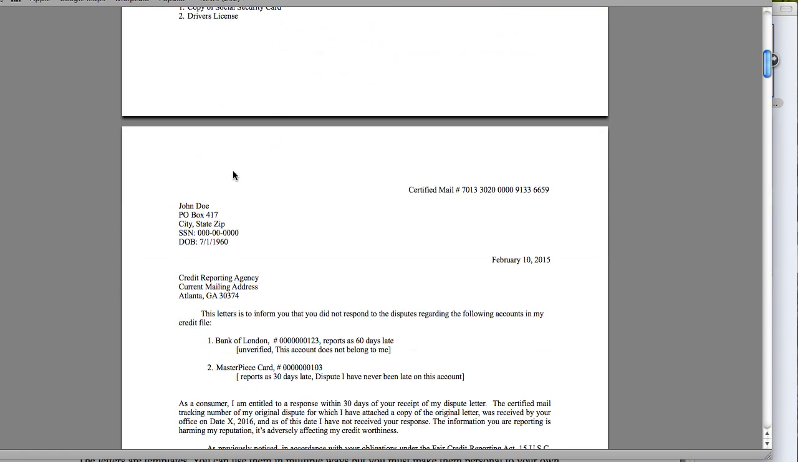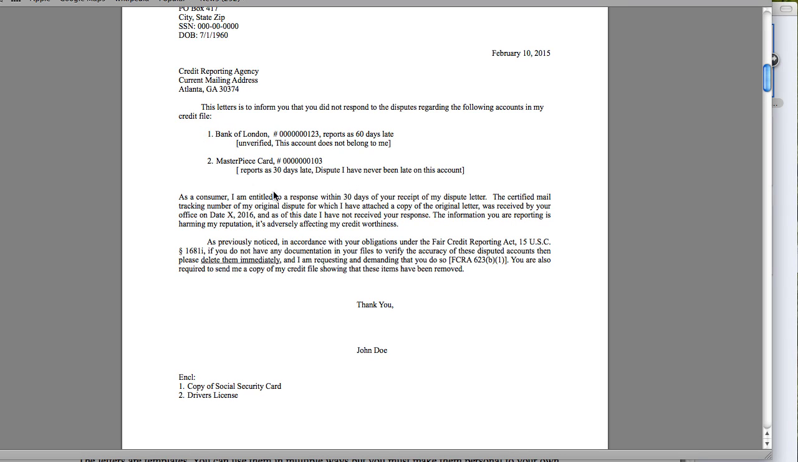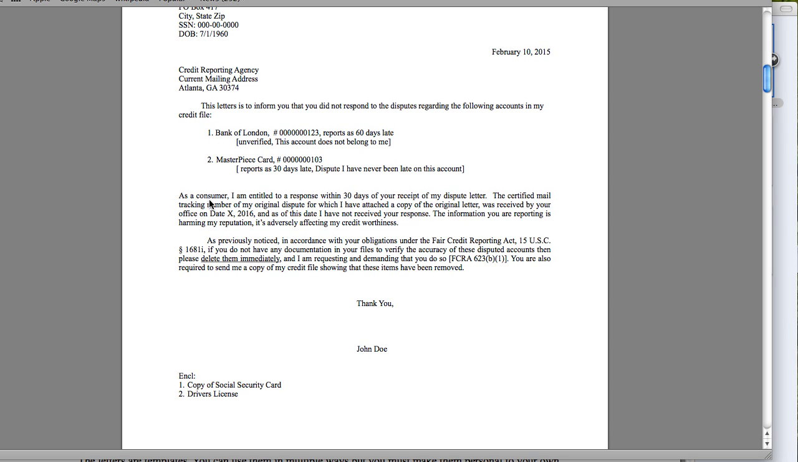Let's see. Now here's a non-response letter. There's a couple of typos in here. Here's one. Dear credit reporting agency, this is after they didn't respond after the 30 days or whatever. This letter is to inform you that you did not respond to the disputes regarding the following accounts in my credit file. You list the same accounts. As a consumer, I am entitled to a response within 30 days of your receipt of my dispute letter. This certified mail tracking number of my original dispute, for which I have attached a copy of the original letter, was received by your office on X date, and as of this date I have not received a response.